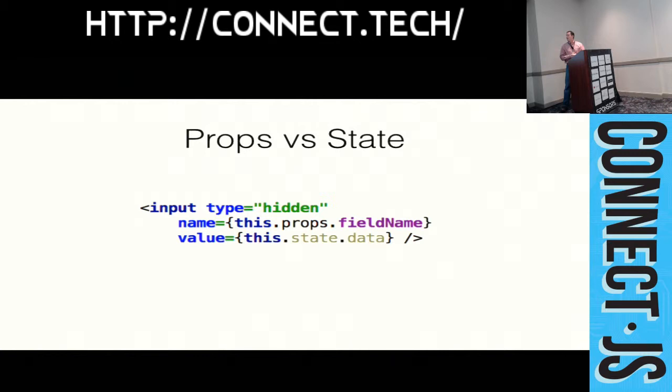So props are essentially external. Those are the things that are passed down into the component. They can be viewed as the source of truth. Props might help define what it is, but state can be mutated. Props are immutable, right? So you're not going to go changing props from within the component.